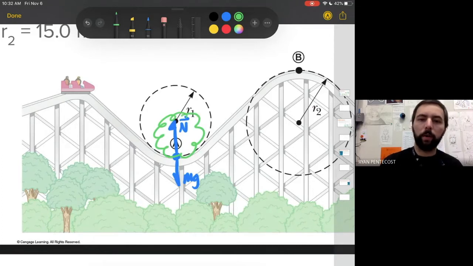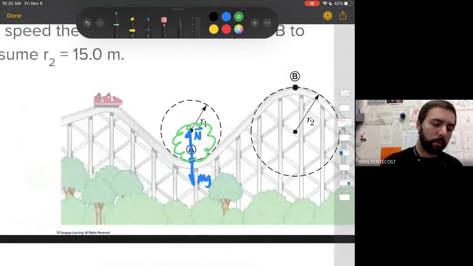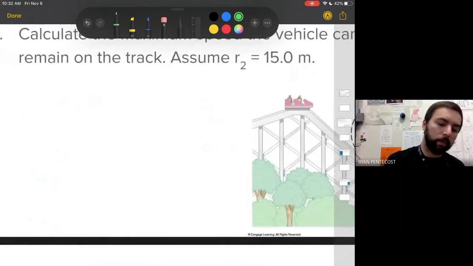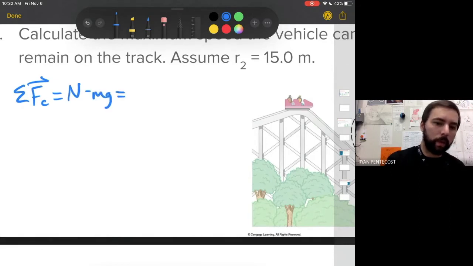Now, if we want to know what is the force the track is feeling as the car moves, that would again be the normal force, right? Equal but opposite reactions in that. So we want to solve for the normal force on this problem. So again, we will still set up the summation of forces for centripetal force. We have N minus mg is going to equal mv squared over r.